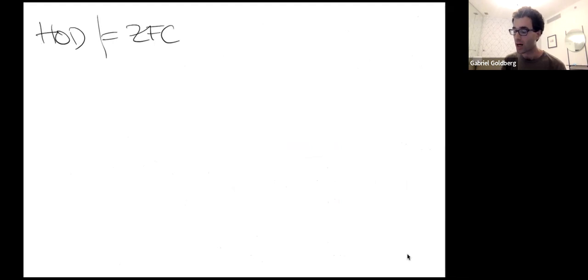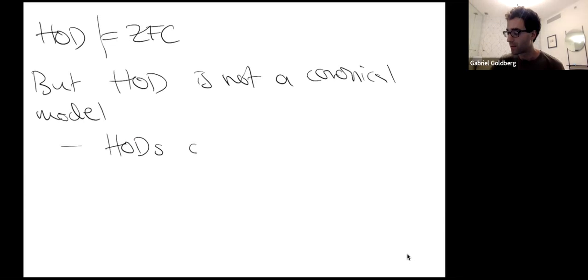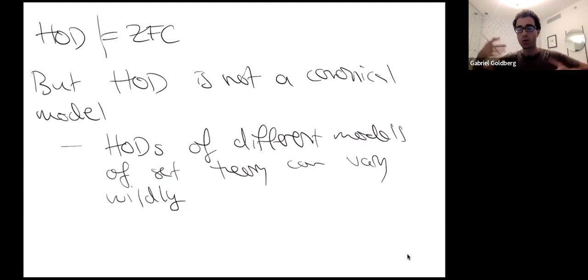But the big difference between HOD and L, well, one of the big differences is that HOD is not canonical. So first, the HOD of different models of set theory can vary wildly. So even if the two models have the same ordinals, they might have very different ordinal definable sets. And it's intuitively sort of clear why that is. The definition of HOD is not about first order definability, it's really definability over the whole universe. So it makes sense that HOD would depend a lot on what universe it's constructed in.